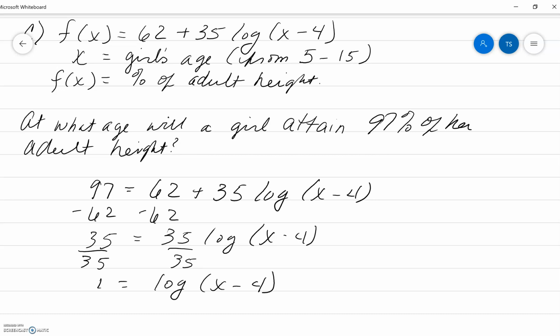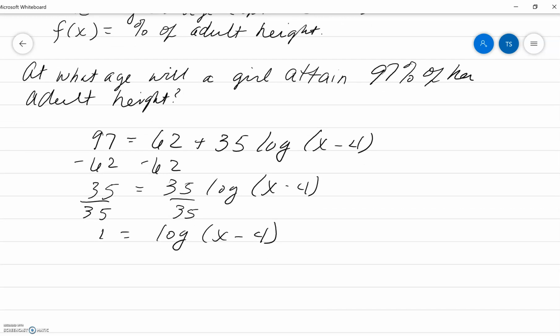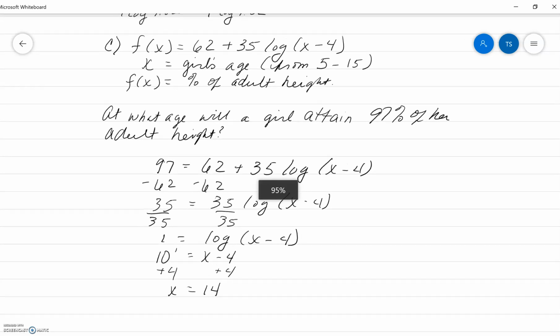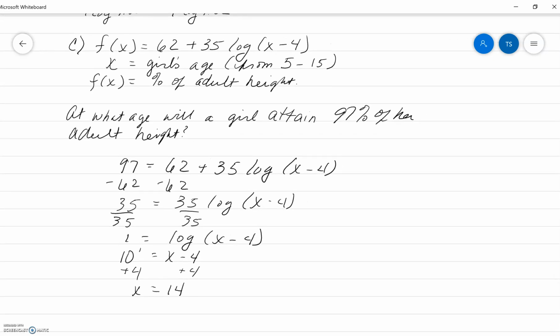Oh, looky there, it's a 1. That's kind of convenient. This is a common log, so that means the base is 10. So 10 to the first, switching to exponential form, equals x minus 4. That's convenient because 10 to the first is 10, and we add the 4 over. x equals 14. So when a girl is 14 years old, she will have attained 97% of her adult height.